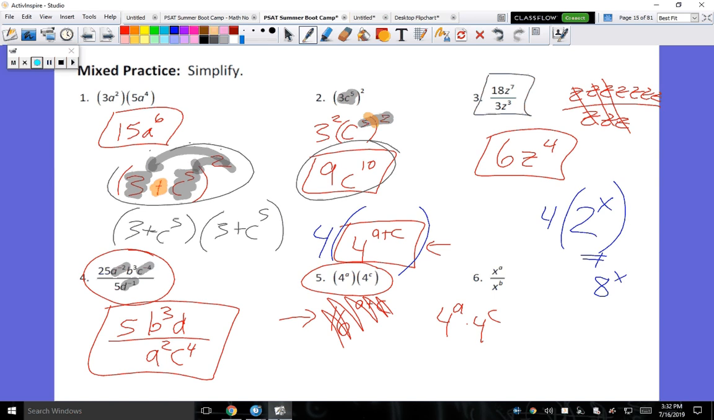Number 6, what would that become? Don't be afraid now, come on. What would 6 become as far as the answer? A minus b, yeah. Just one x though, right? So the a minus b, the x's do not cancel.